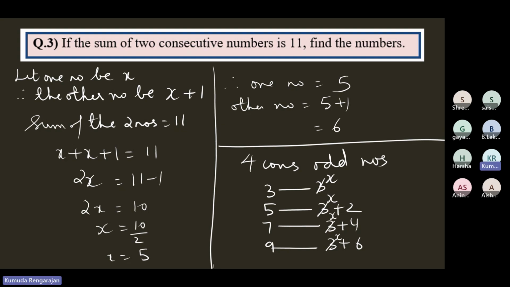So if it is about 3 numbers, then you say let one number be x, the other number x plus 2, and the other number x plus 4. Make a note of all this, children. With these examples, just write down whatever you see on the screen. Maybe you can write this completely: consecutive.